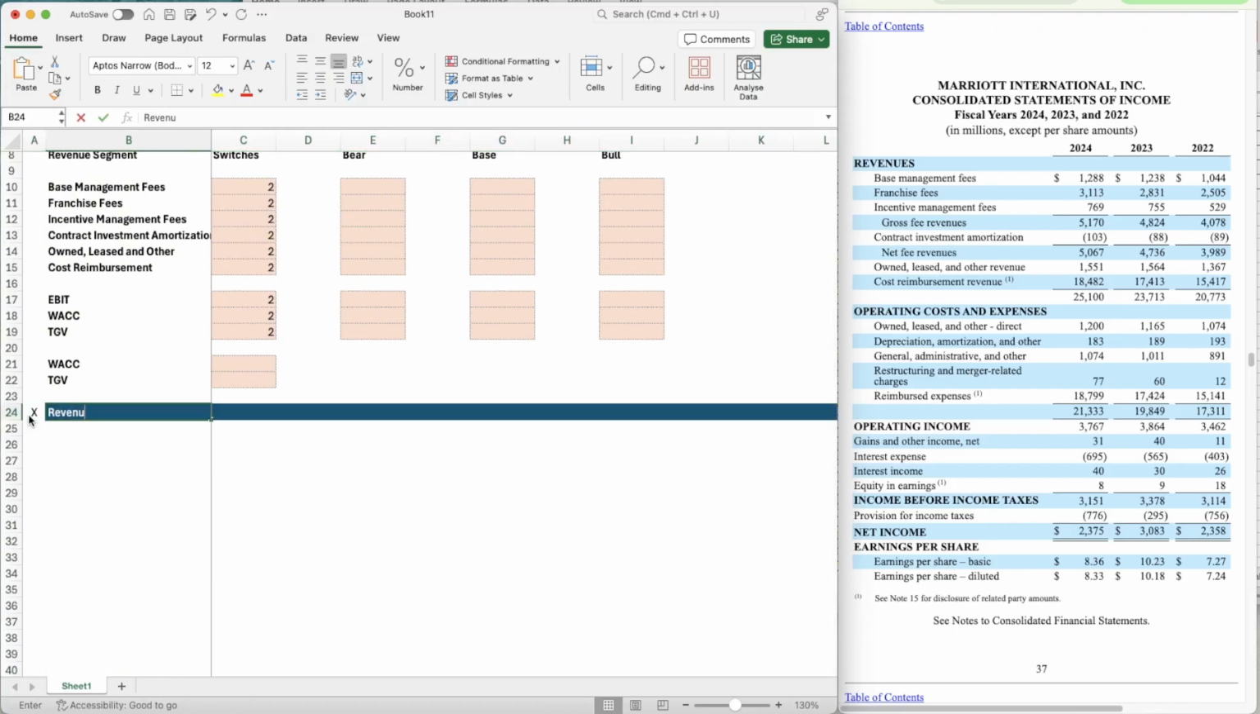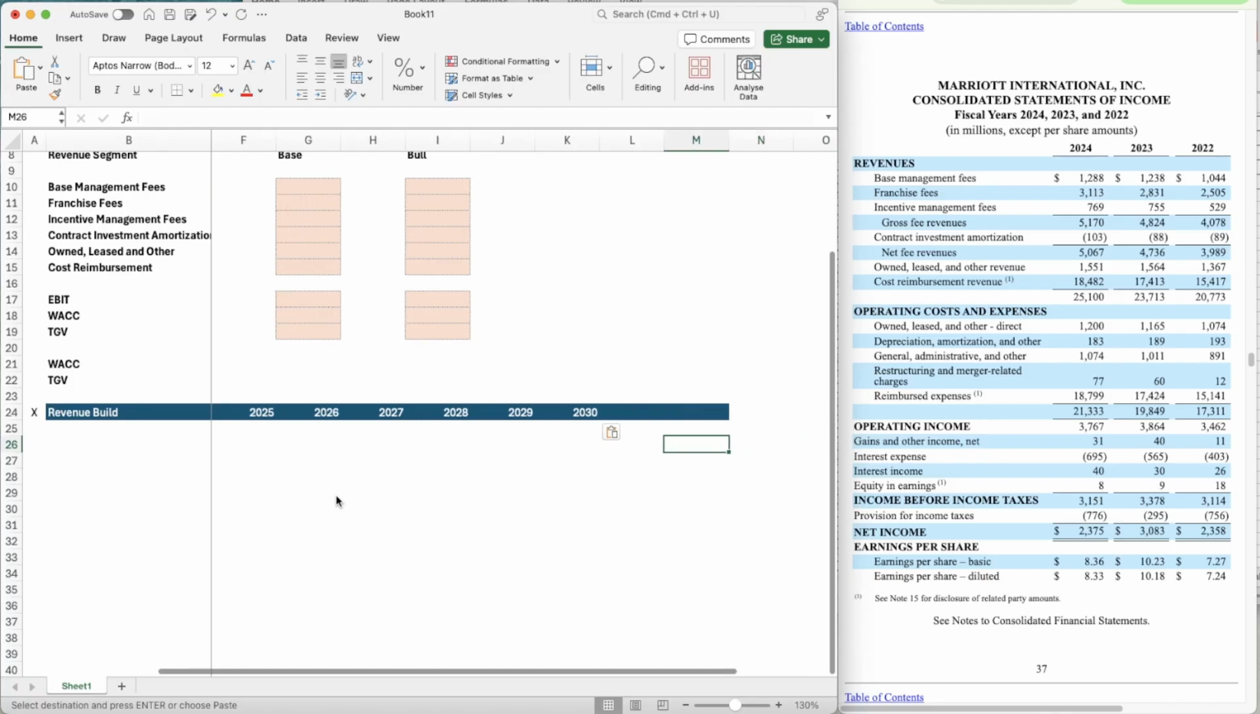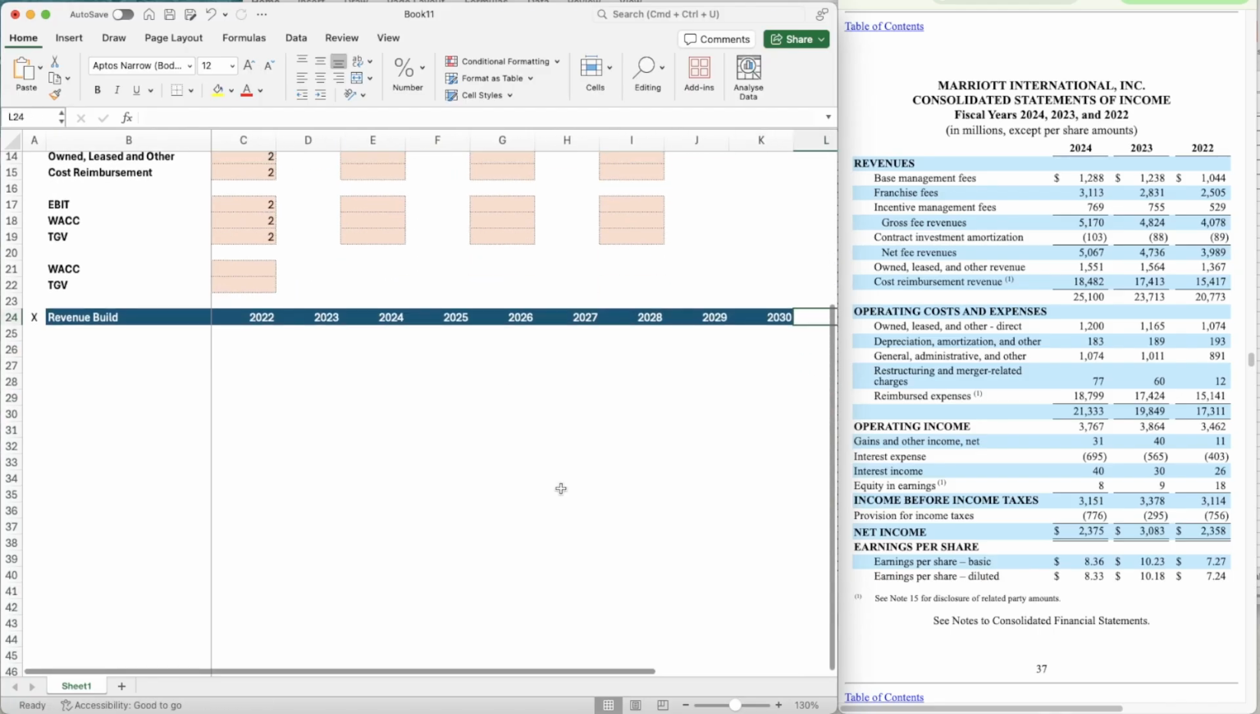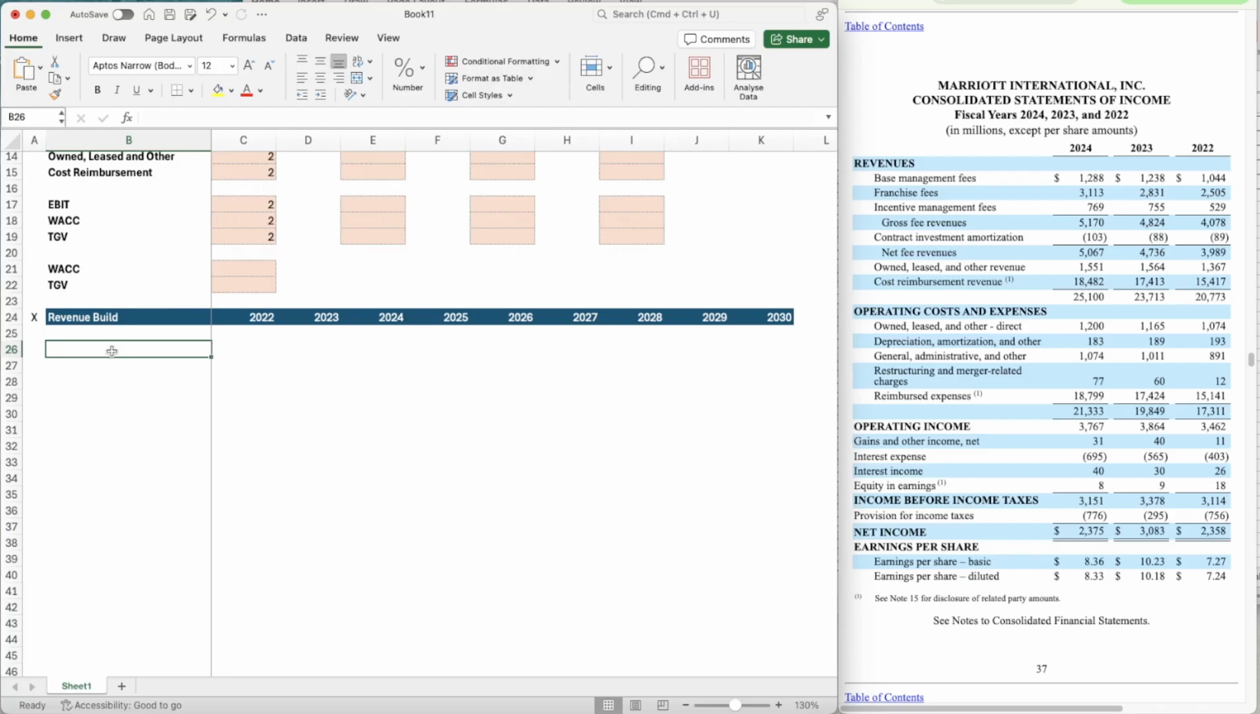Let's do our revenue build. We want to forecast out until 2030. Okay, perfect. Good.